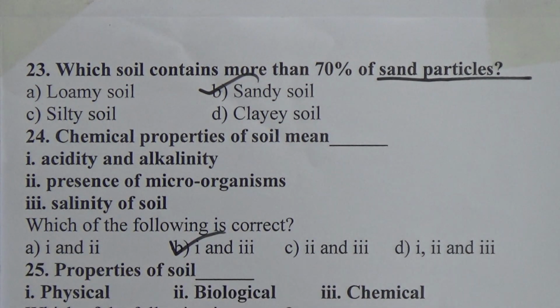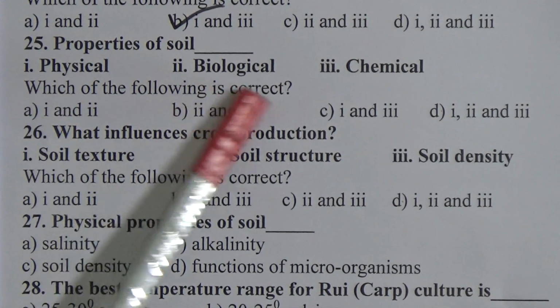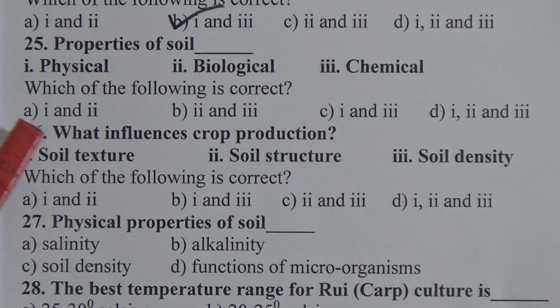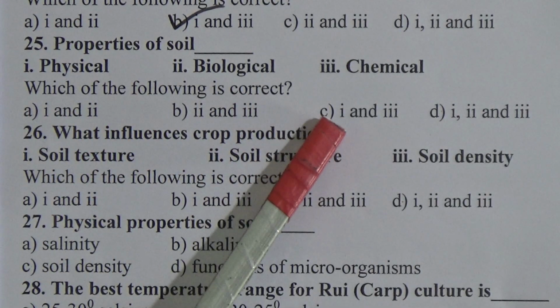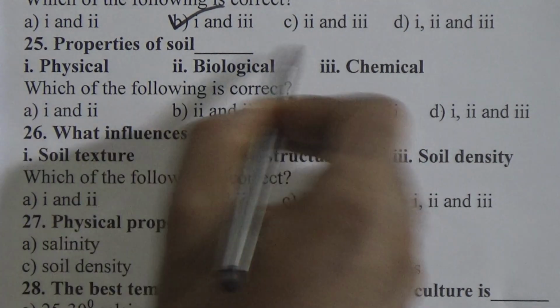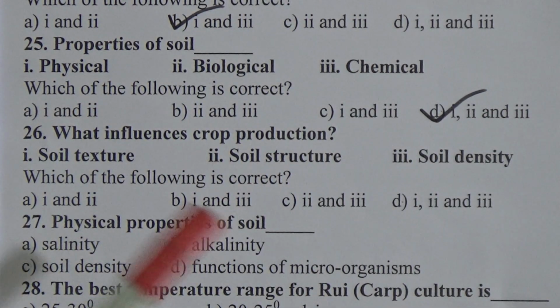Option number B. Properties of soil: 1. Physical, 2. biological and 3. chemical. Which of the following is correct? Properties of soil represents 1 and 2, 2 and 3, 1 and 3 and D 1, 2, 3. So look here, properties of soil means physical, biological and chemical. These three things represent the properties of soil.